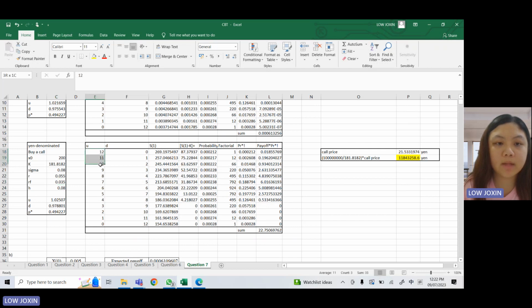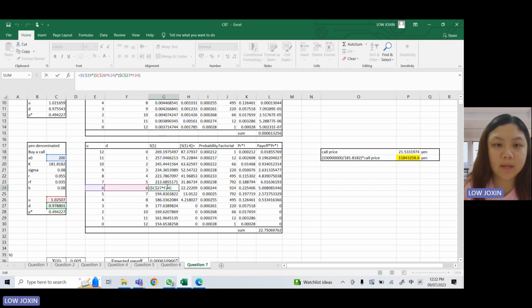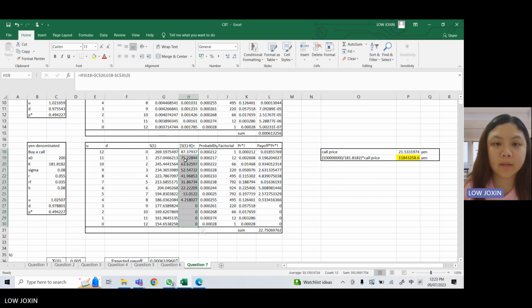So we do the same thing. So there are 12 periods. So this is 12 until 0 and 0 to 12. And for X, we also do the same thing. We will take the X0, multiply with the U power 12 and D power 0 and so on. So for every U and D, we will do the same thing. And then since this is a call, we will have ST minus K. And this is our payoff.